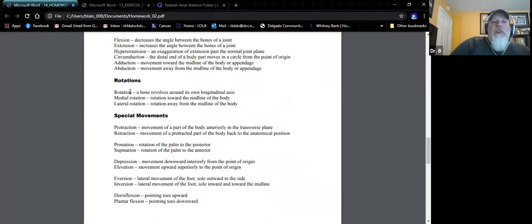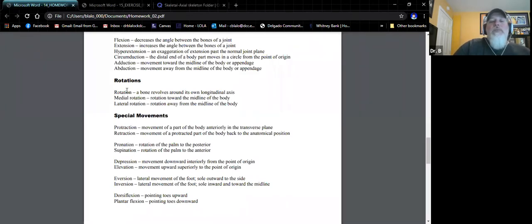Now, rotation. Rotation is when a bone revolves around its own longitudinal axis. Now, we only have a very few number of bones that actually perform rotation. One of them is the radius, okay? Remember, the radius runs down the thumb side of our forearm, and the radial head is going to sit in the radial notch of the ulna. When the radius rotates around itself, like it does when we pronate and supinate, okay, that is rotation. So that rotation that we see right there can be considered pronation and supination.